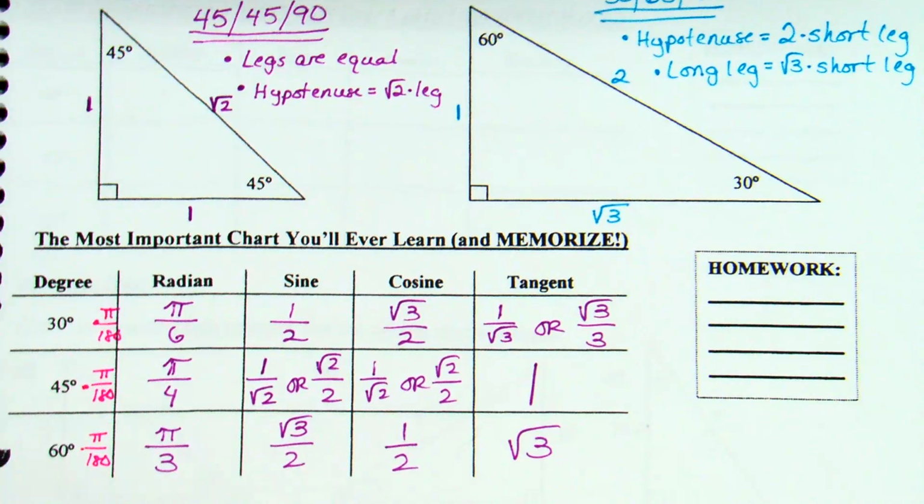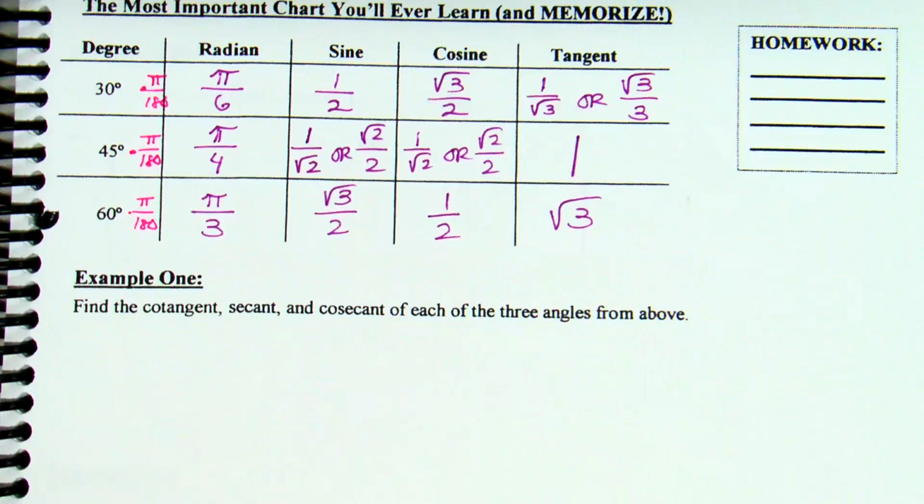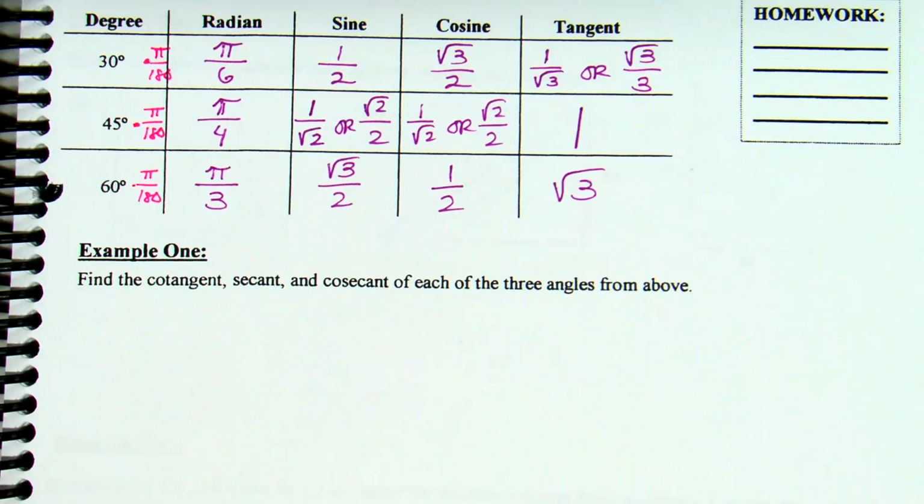Now, continuing along with that, find the cotangent, secant, and cosecant of each of the three angles from above. So basically I'm going to make this chart again, except this time I'm not going to go in the order of the question. I'm going to go in the order of the chart above. So, your quiz that we'll talk about early next week, I don't think we'll get to it late this week, has this chart on it. We'll have both charts.